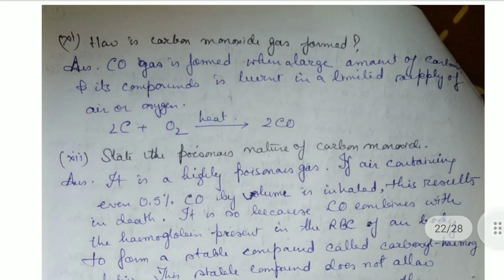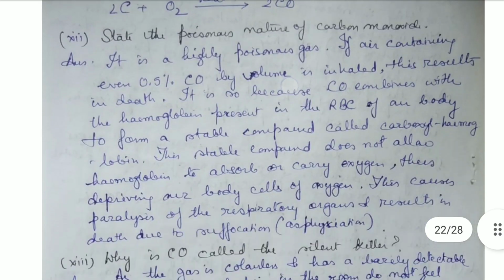Now, next question is, how is carbon monoxide gas formed? Carbon monoxide is formed when a large amount of carbon and its compounds are burned in a limited supply of air or oxygen. Like, 2C plus O2 in presence of heat gives 2CO, that is 2 carbon monoxide molecules. Then state the poisonous nature of carbon monoxide.